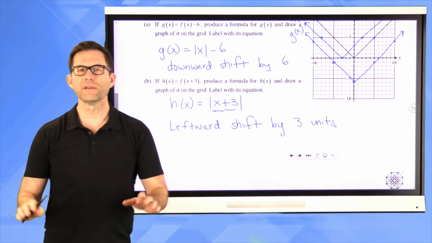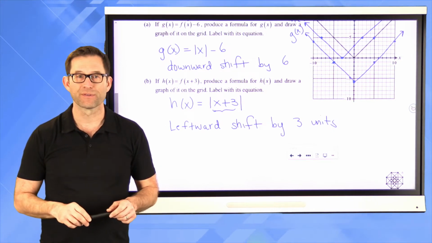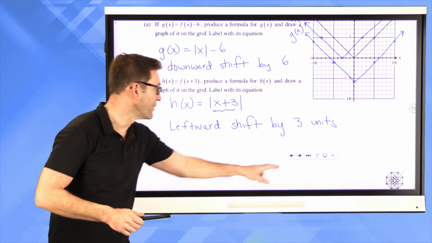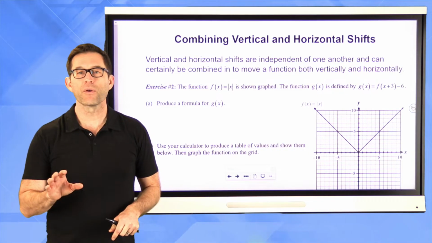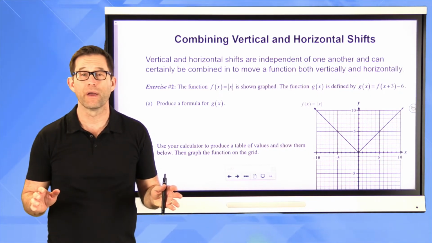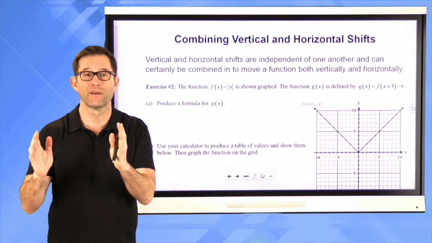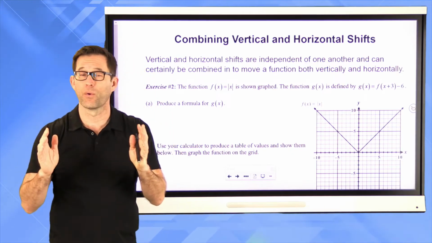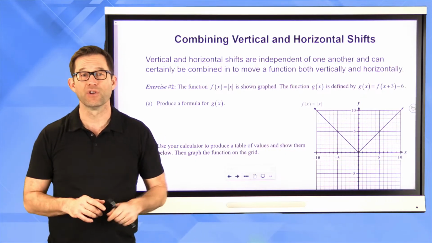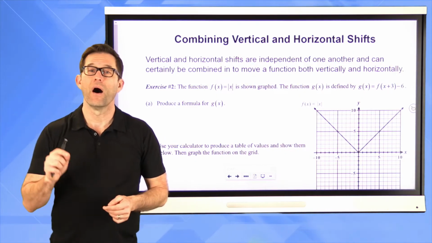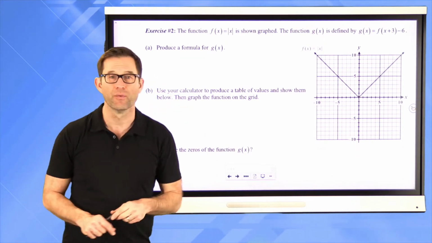All right, so just a little bit of review on how both horizontal and vertical shifting works. Now let's move on and combine the two. Okay, so combining vertical and horizontal shifts. Vertical and horizontal shifts are independent of one another, right? If I shift it horizontally, the graph stays the same, it's just in a different location. And then I can shift it vertically, or I could shift it vertically and then horizontally. As long as I do the same amounts of shifts, it should end up in the same place. So we can combine those two, and let's take a look at that in exercise number 2.